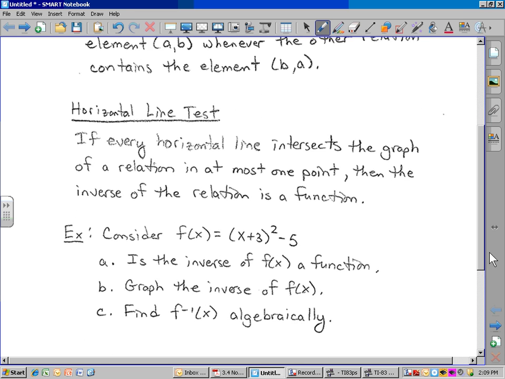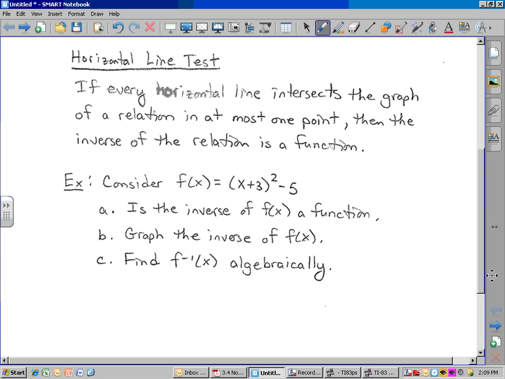If we wanted to check to see if the inverse of a given graph or of a given function is a function, then we can use what's called the horizontal line test. If every horizontal line intersects the graph of a relation in at most one point, then the inverse of the relation is a function. So if we were given a graph and it did not pass the horizontal line test, then the inverse is not a function, even if the original is a function.